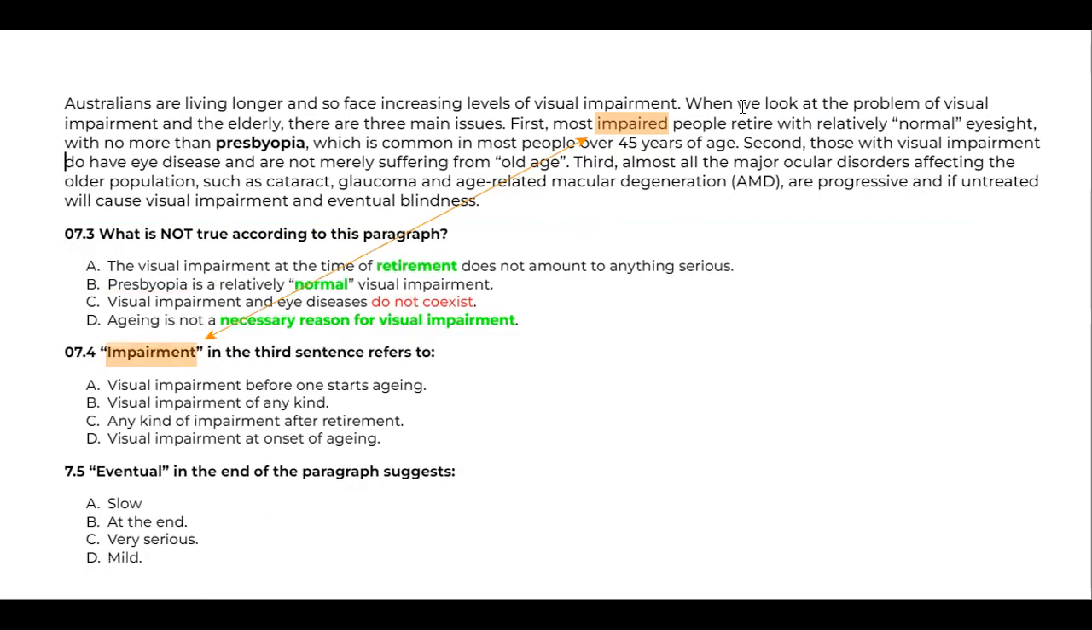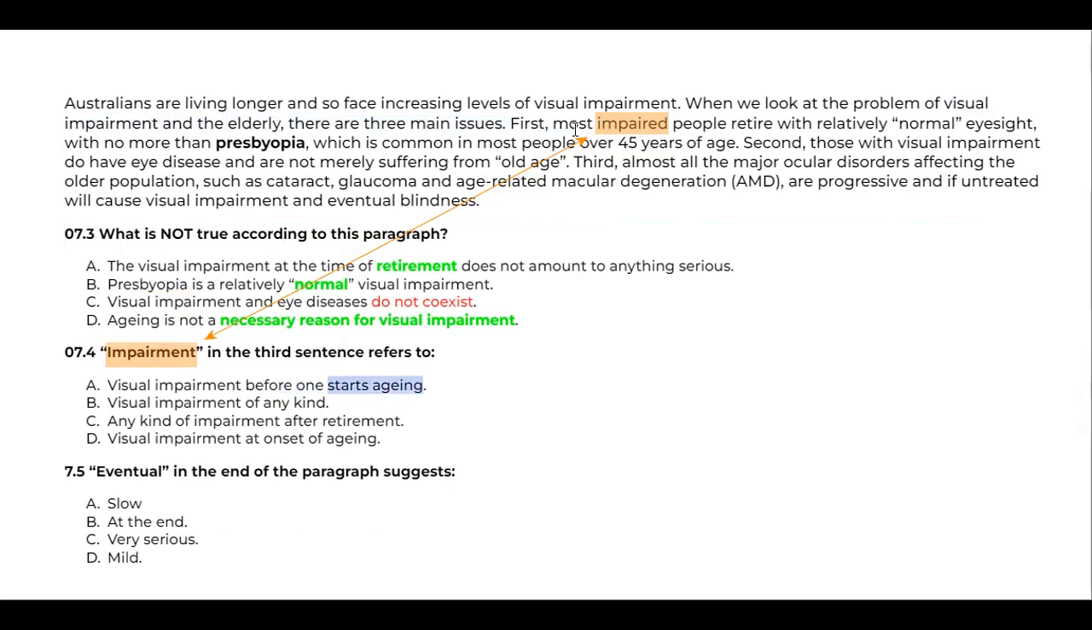Now look at this one once again. We have found the word impaired. "First, most impaired people," so let's go back and find out which impairment was mentioned earlier. Yes, we got it: visual impairment and the elderly. We are talking about visual impairment and the elderly. Let's come back: visual impairment before one starts aging.